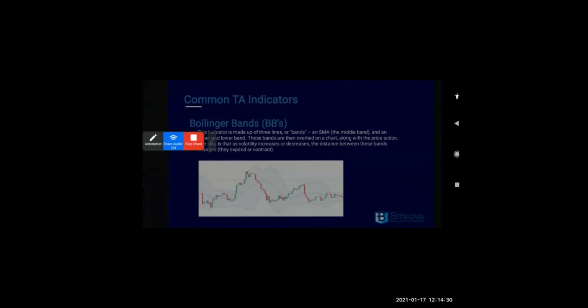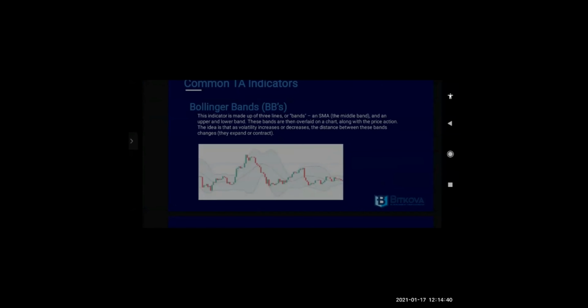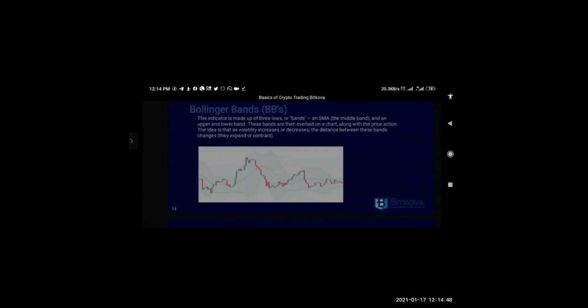Okay, so the next tool, we call it the Bollinger Bands. Some people call it BB. You know, BB, without B is like a train without an engine. The Bollinger Band is made up of actually 3 lines.